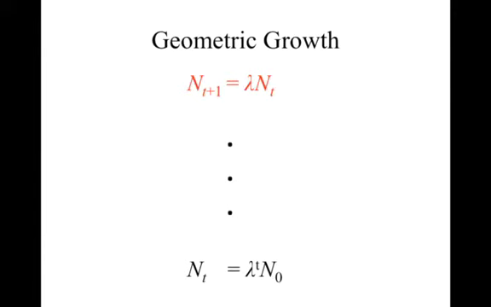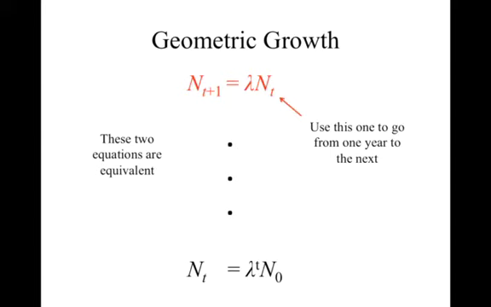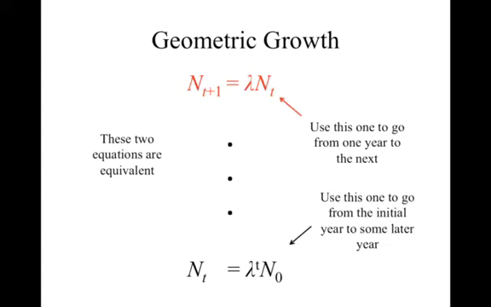And in fact, very generally, I can write the number in the tth year as a function of the number in year 0 simply by multiplying by lambda to the power t. And so these two equations are equivalent. They can do the exact same thing. We use the top one when we want to predict the number next year based on the number this year, when we want to go from one year to the next year. We use that bottom equation when we want to go from some initial year to some later year that is possibly many, many years down the line. So again, we use the top equation going from one year to the next. We use the bottom equation to go from the first year to a year many years later.